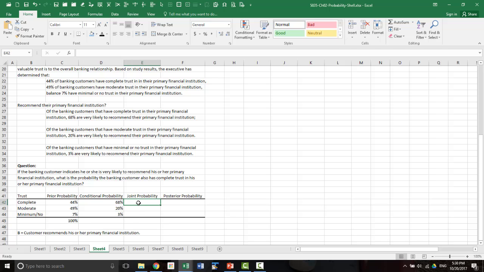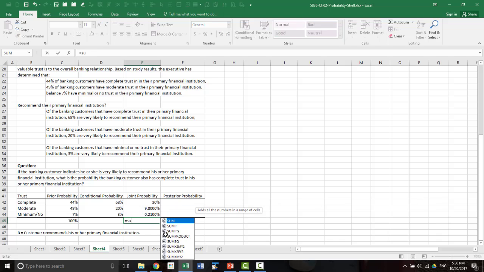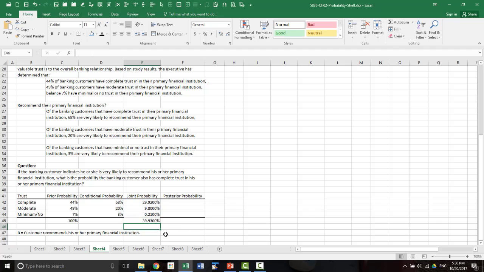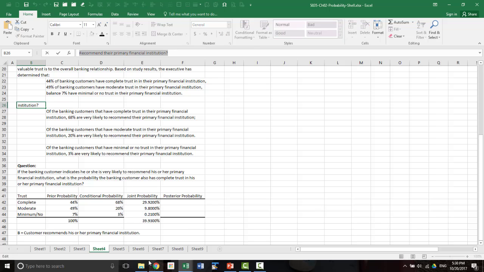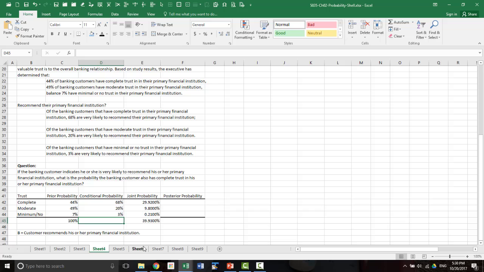So the joint probability is the product of these two: the conditional probability times the marginal probability. Now, if you add this up, that will give you the probability of the event, so this is the probability of recommend.